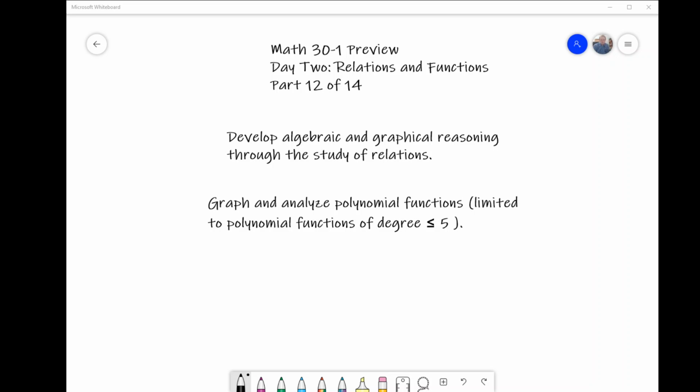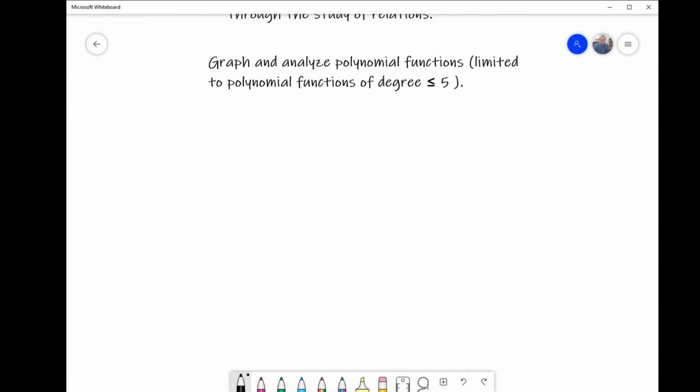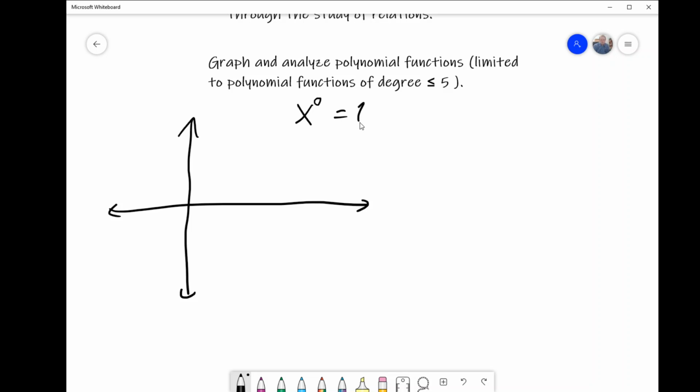So now topic 12 out of 14 in our relations and functions unit will be graphing and analyzing polynomial functions. And again, limited to degree less than or equal to 5. As we go through, we're going to find that different polynomial degrees will give us different shapes. Remember, degree is the highest exponent present on your variable. So degree 0 is x to the 0, and anything to the 0 is 1. Those will be graphs that are just straight horizontal lines.